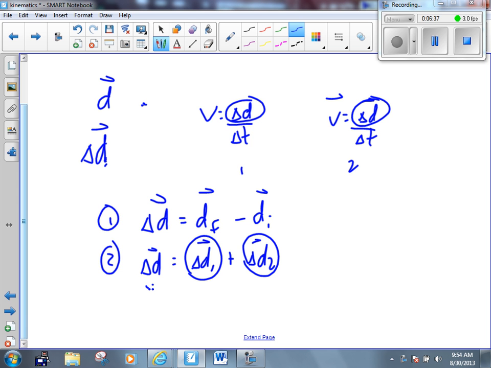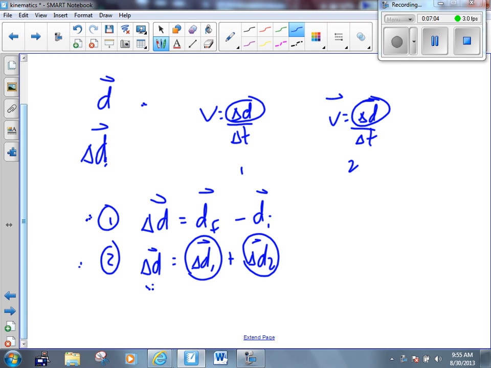Version 1 or version 2? Are those positions or are those displacements? We drove 150 kilometers, then we drove 170 kilometers. Are those where we are or how far we've gone? Right, how far we've gone. So those are displacements. So we're going to add those together, right? We subtract positions to get displacements. We add displacements to get displacement. Good?